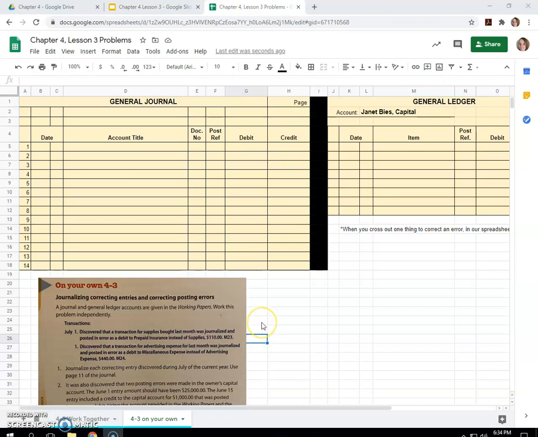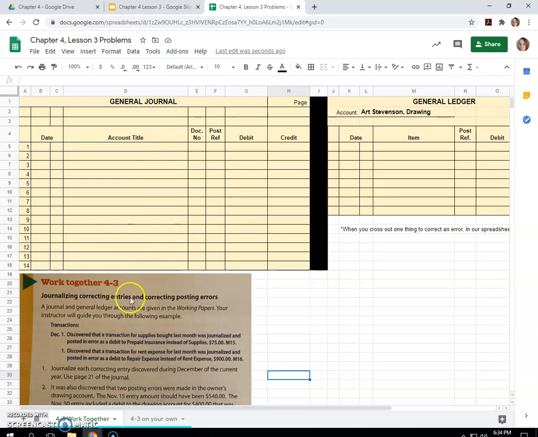In this video, we'll be going through the Chapter 4, Lesson 3, Work Together problem on page 113 of our accounting textbook from Century 21, Gilbertson, Lehman, and Gentene. So the problem states, journalizing, correcting entries, and correcting posting errors. A journal and general ledger accounts are given in the working papers, which I've put here. Your instructor, that's me, will guide you through the following example.